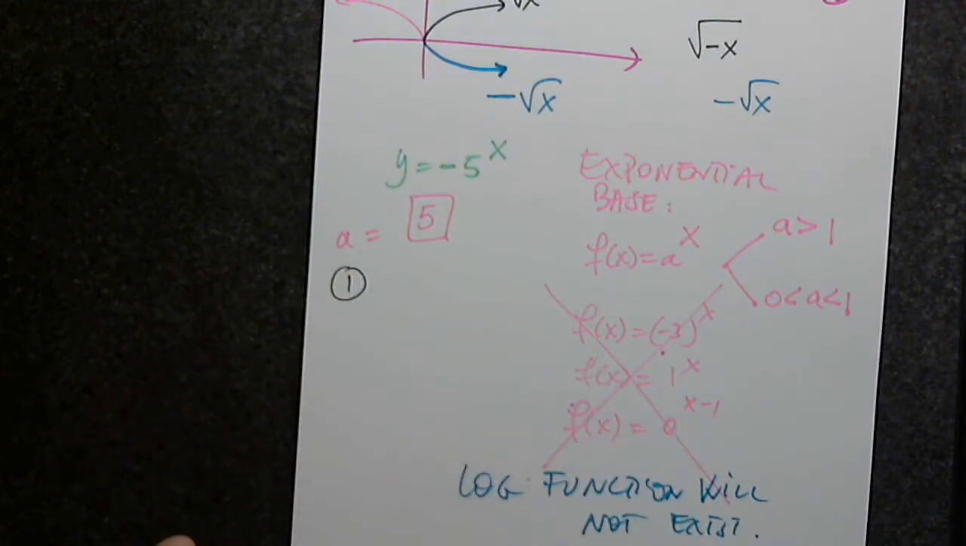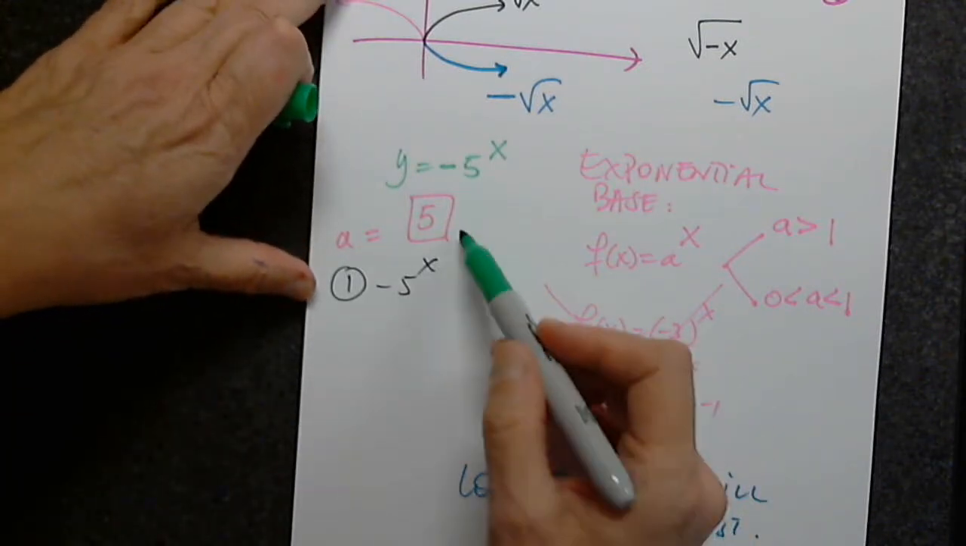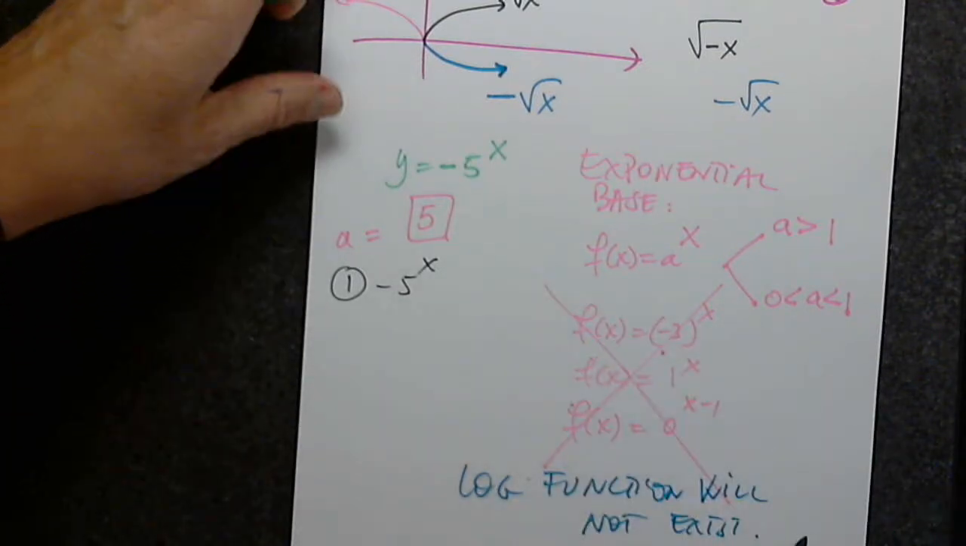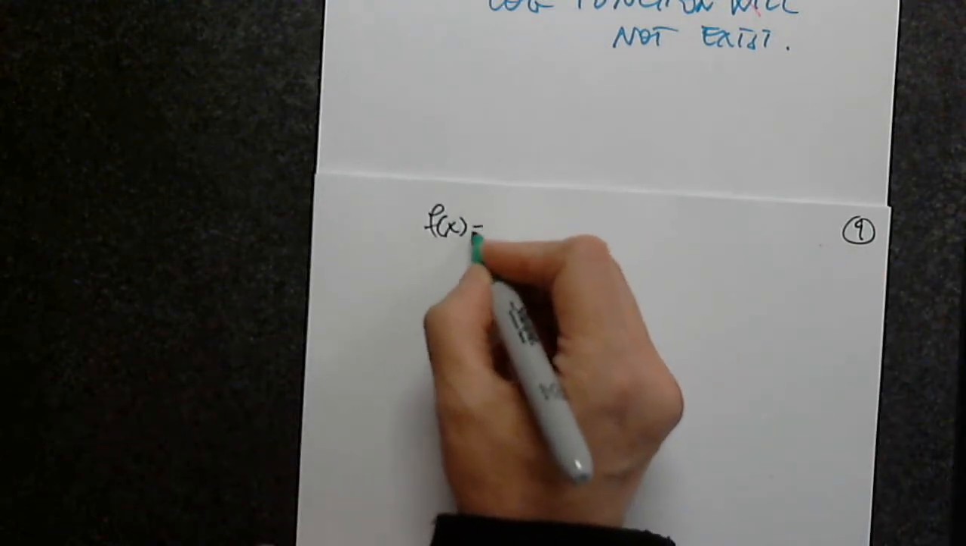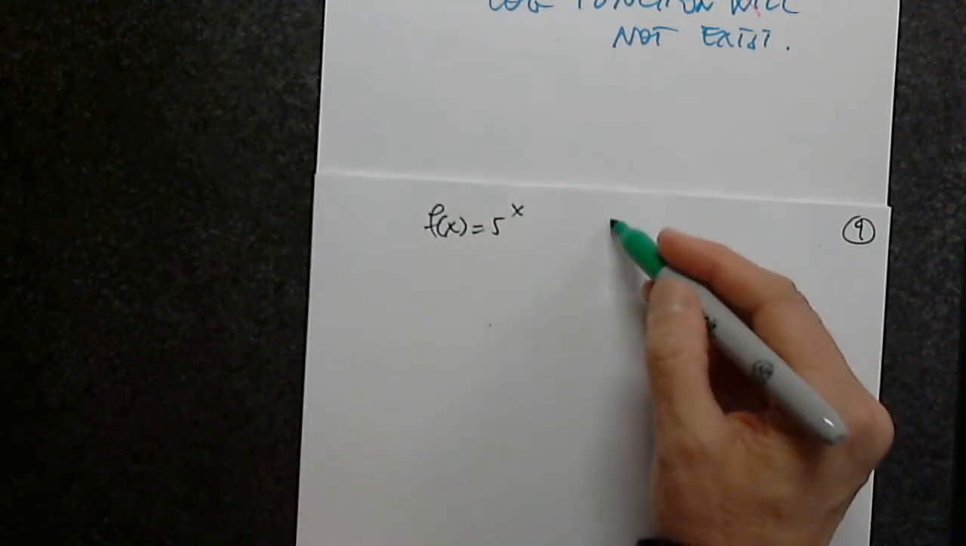Now the question is, what is the first transformation here? Well, there is only one transformation. It's negative 5 to the x. So the base function is 5 to the x, and there is only one transformation. Does anyone remember how to graph f of x equals 5 to the x?